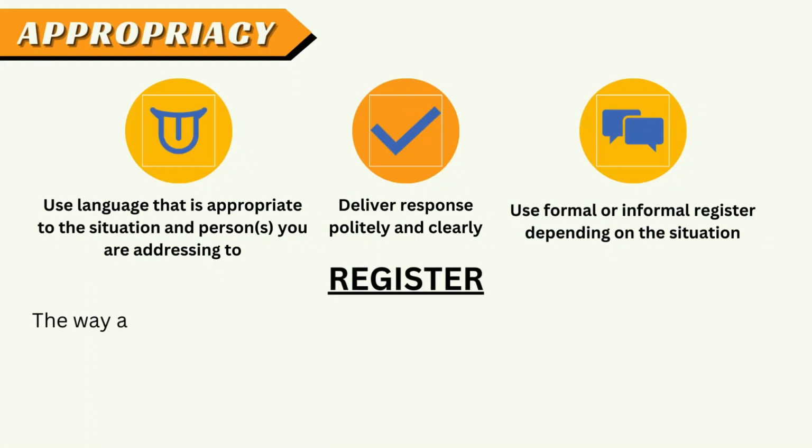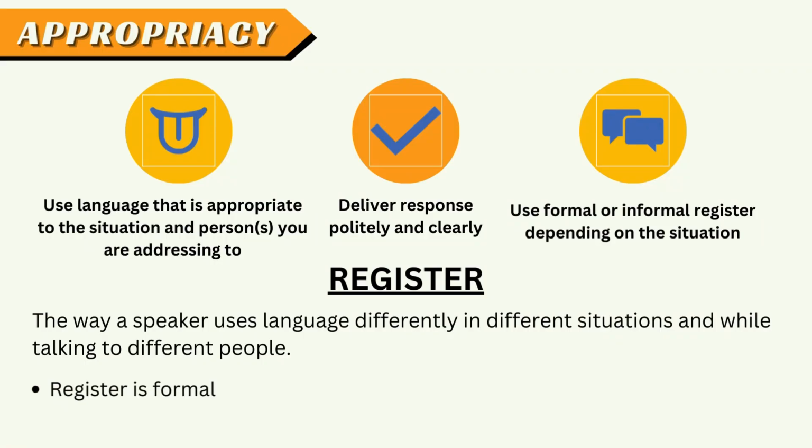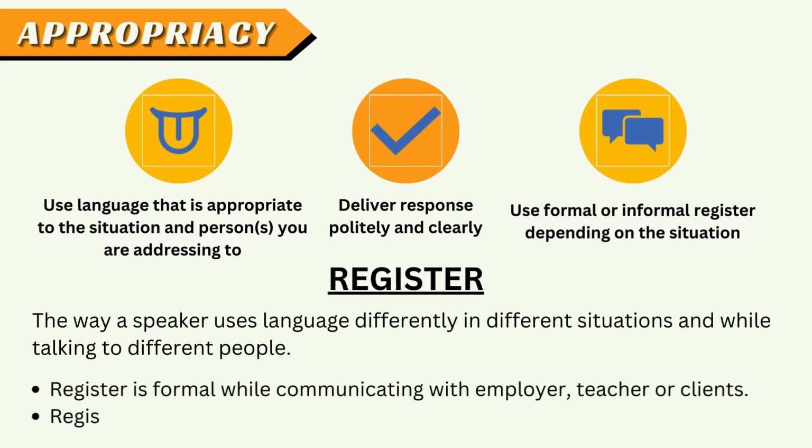You can read that it says the way a speaker uses language differently in different situations or while talking to different people. Now if you're talking to your boss or the principal of the college, you will have a formal register. But if you're talking to your friends, your cousins, your register will be very casual. One more thing that you have to take care of is appropriacy. Please make sure you pick as many keywords as possible from the task itself. The more words you choose and pick, the more marks you'll get in this context.